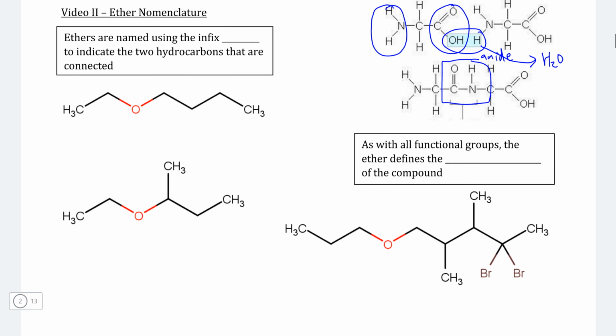In the next 3 videos in this series, we're going to take a look at a more detailed view of the naming system of ethers, esters, and amides, as well as doing a little bit of practice of recognizing how to see whether a molecule was formed by a dehydration synthesis reaction.